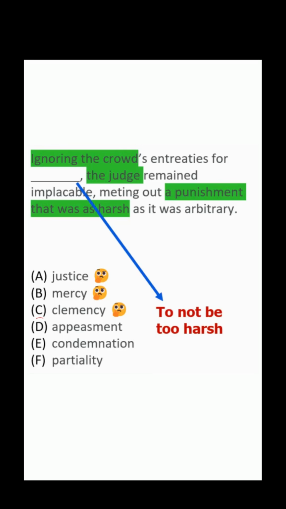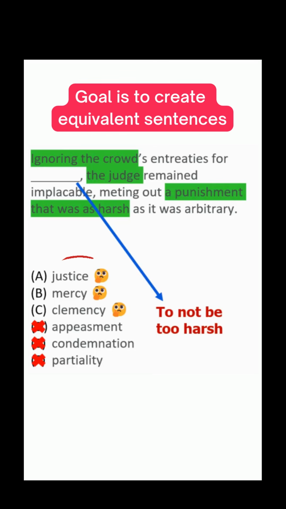Then we have appeasement. Appeasement is when you make someone who is upset about something feel better. It doesn't make sense in this context, especially because it's clear that the judge cannot be appeased and the crowd is not going to be appeased because the judge is being harsh. That doesn't work. It's the opposite of what we're looking for. Condemnation, that is to sternly judge someone for their actions. So yeah, the crowd is not asking for condemnation. They don't want the judge to be harsh. And then partiality, that's having a bias, which really doesn't fit the context of the sentence. That's gone. So we need to take a look at those 3 answer choices we have.